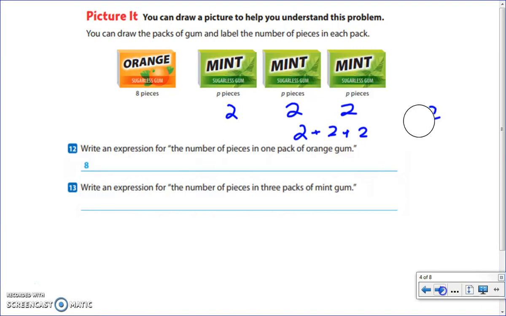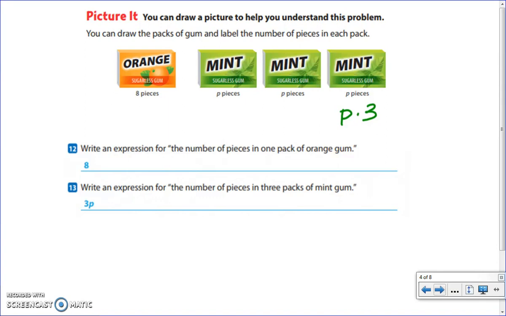I better do that. 2 times 3. So there are 3 packs. So because we don't actually know how many pieces there are in each one, and we think they're just P number of pieces, instead of 2 times 3, we would think P times 3. But we wouldn't write it that way. We would actually write 3P. And I think that's what they're going to write here.